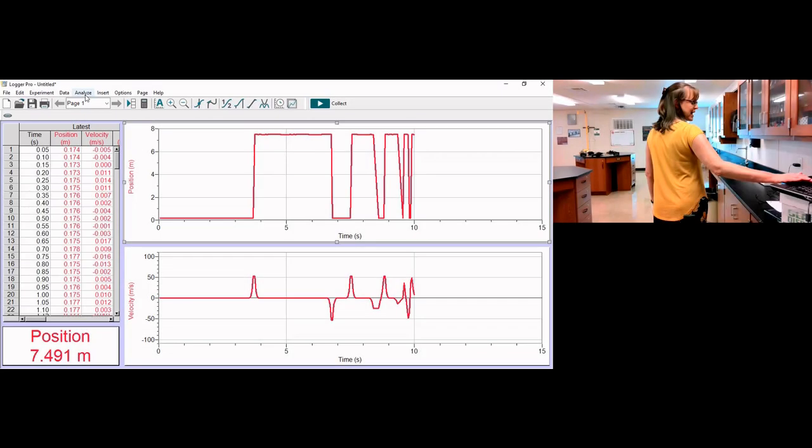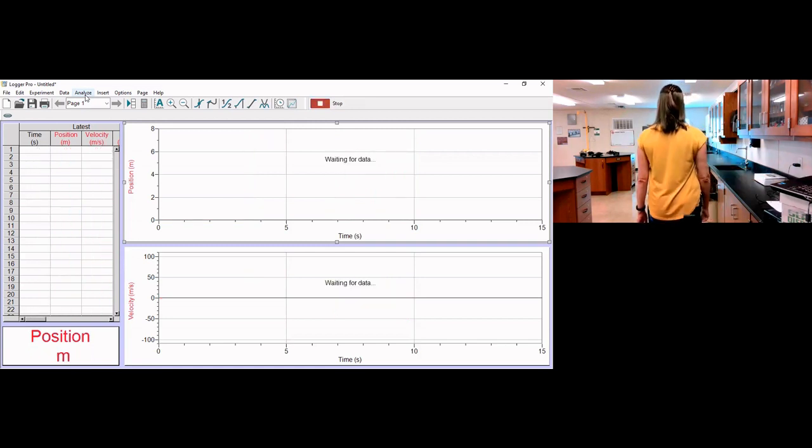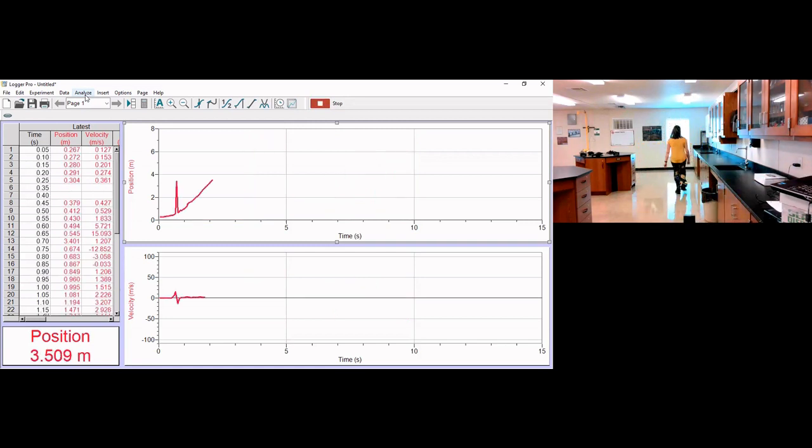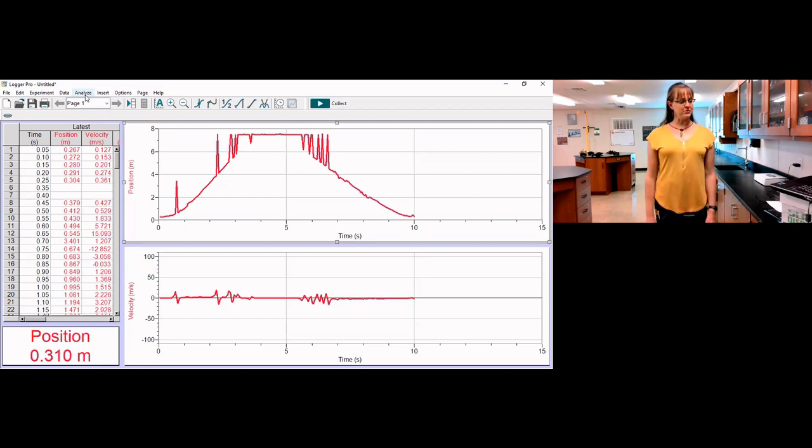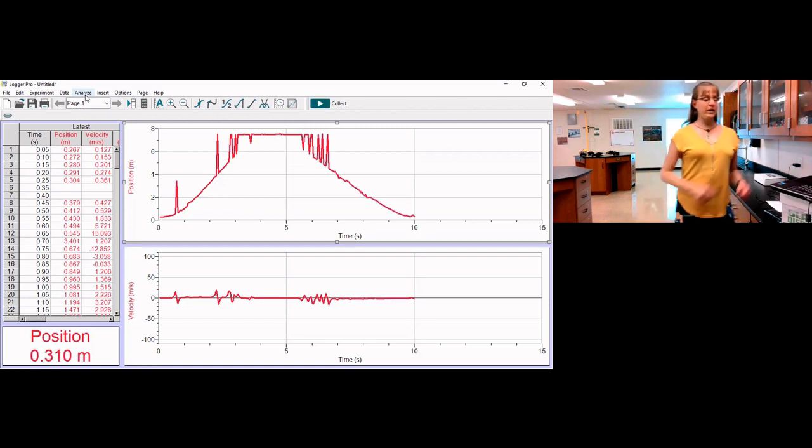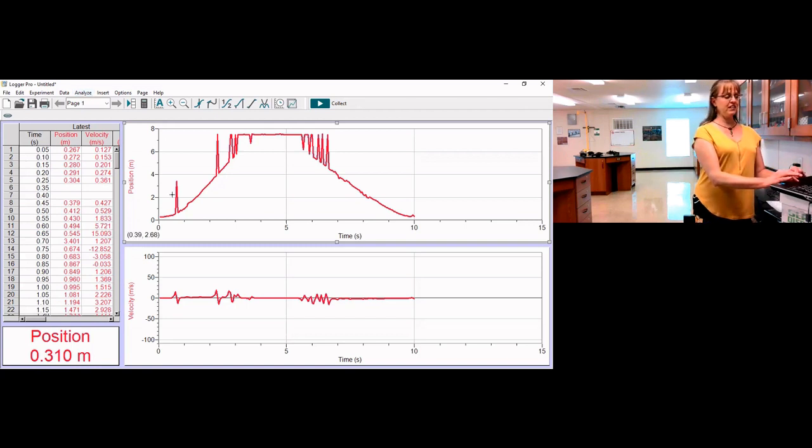So let's watch what happens if I move away more quickly. And look at what happens when I come back. When I moved away quickly, the line was steeper. When I stood still at the end, the line was flat. And when I came back somewhat more slowly, the line is less steep.